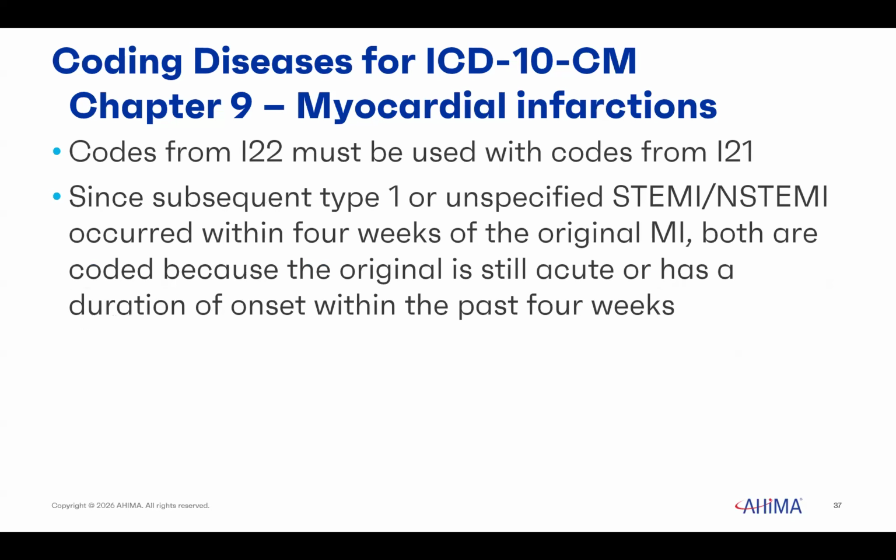Codes from I22 have to be used with codes from I21. Since we have a subsequent type 1 or unspecified STEMI or non-STEMI and it occurs within 4 weeks of the original MI, both are coded because the original is still acute and has a duration of onset of happening within 4 weeks of the first one.